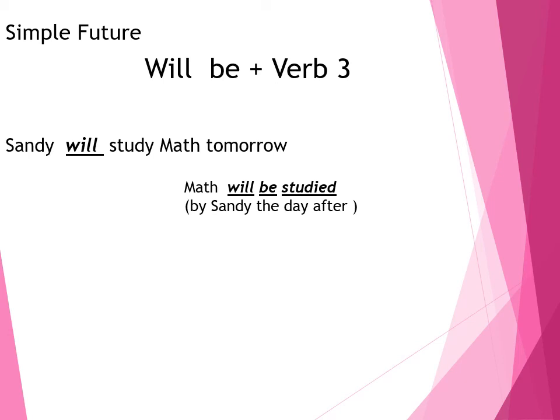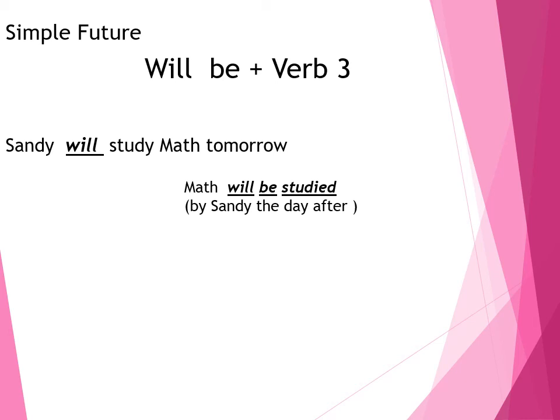Next tense is simple future. The pattern of simple future in passive voice is will be plus verb 3. For example, in active voice: Sandy will study math tomorrow. In the sentence, Sandy is the subject, will is used in simple future, study is the verb 1, and math is the object, tomorrow is an adverb of time.